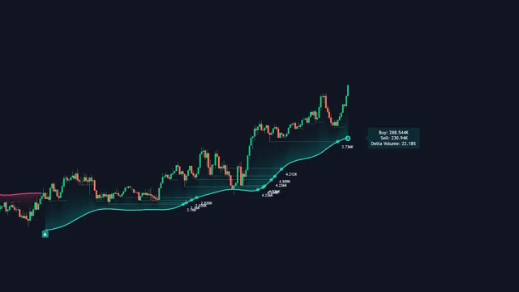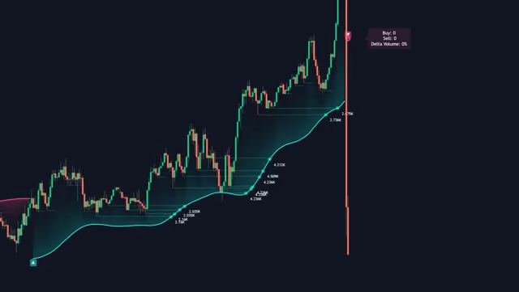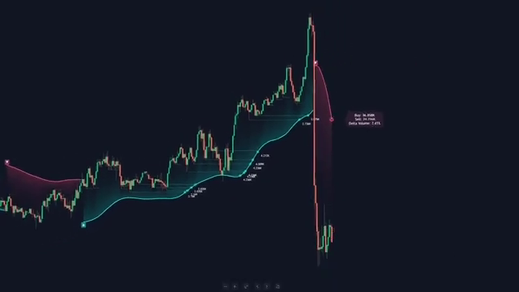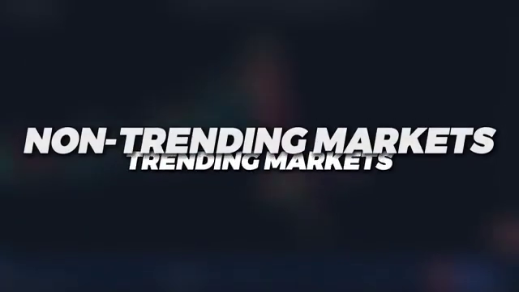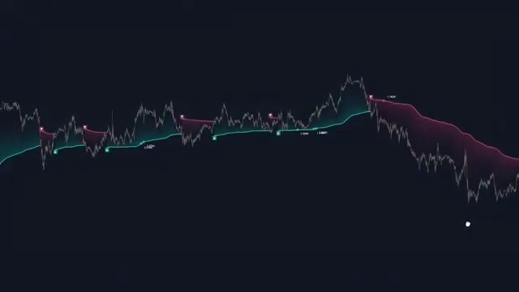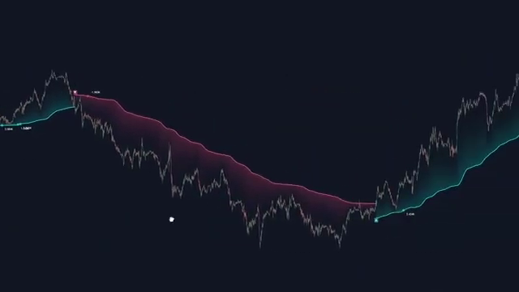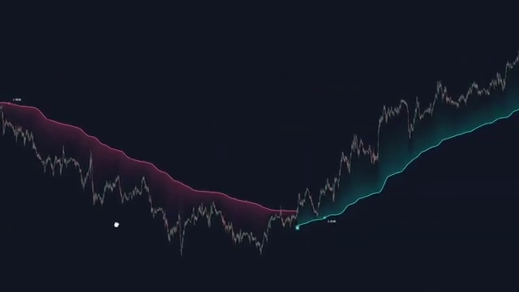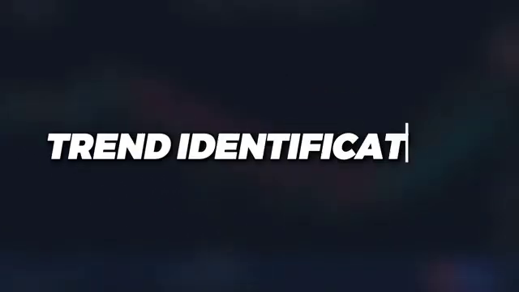Now, there are two methods of using this indicator to trade, depending on the type of market. Number one, trending markets. Number two, non-trending markets. Let's start with trending markets. In a trending market, this indicator can be used for two main purposes. The first and most obvious is trend identification.